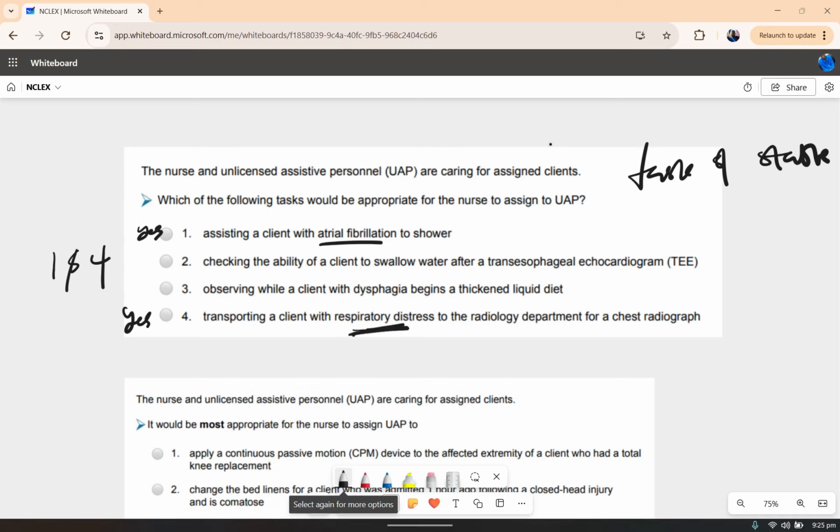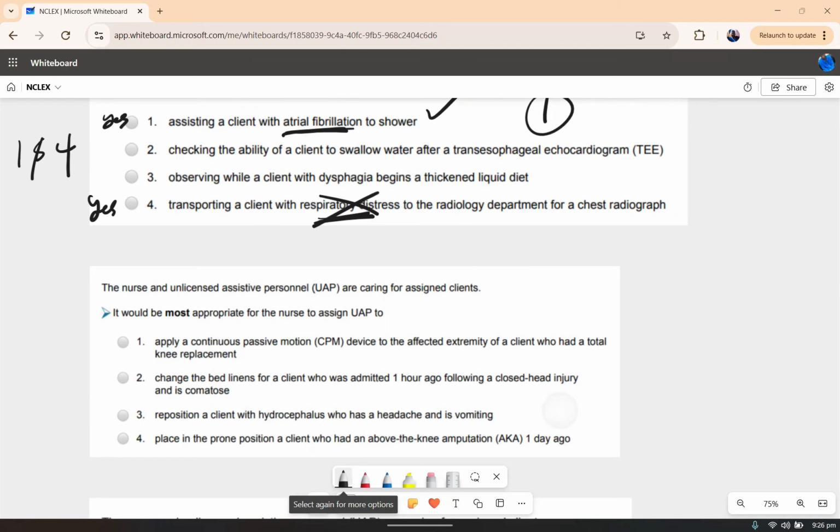So now patient one, respiratory distress, patient two, atrial fib. So easily you can know who is stable. Obviously this is not stable and then this is stable, so your answer to this question is what? One. This is smart, right?